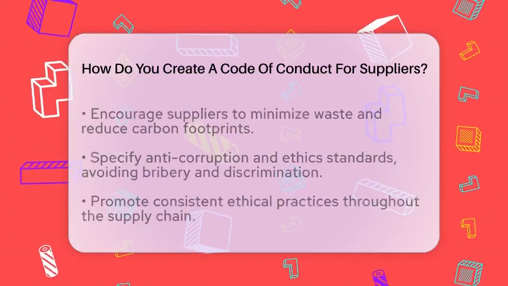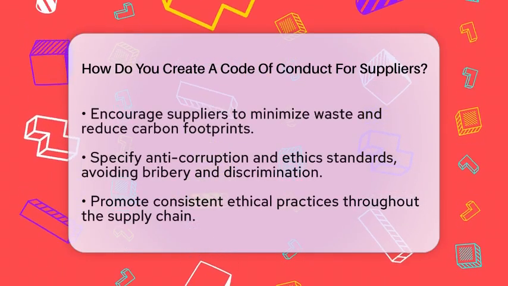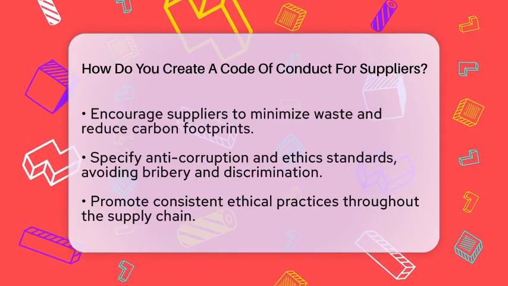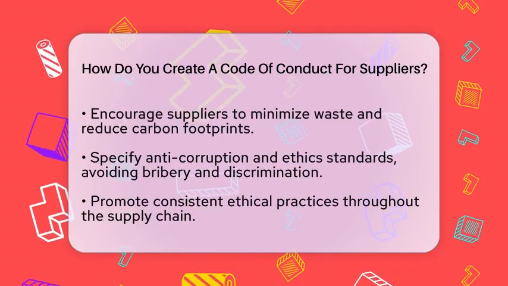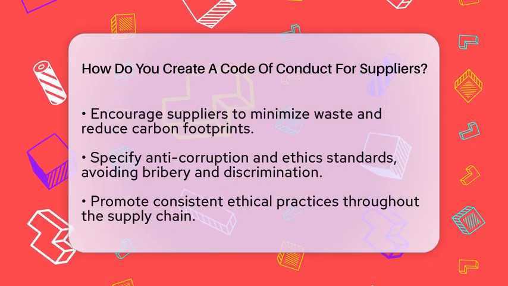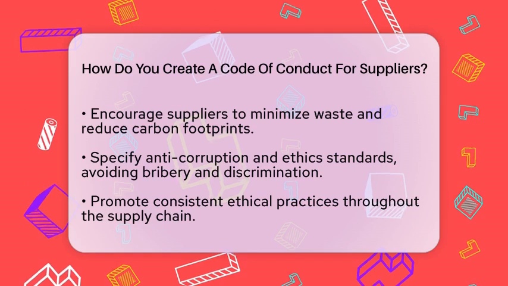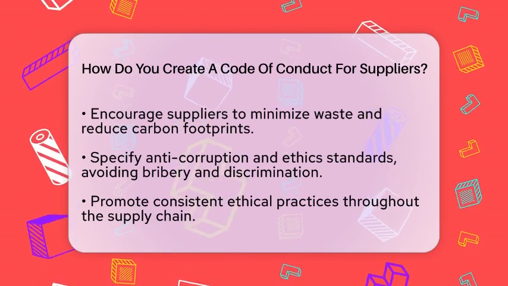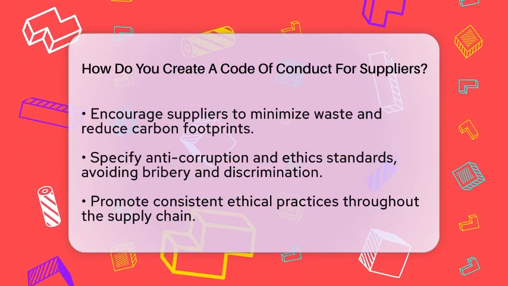You should also address anti-corruption and ethics. Specify that suppliers must operate ethically, avoiding bribery and discrimination. This helps maintain a fair and just supply chain. When it comes to supply chain management, encourage suppliers to apply these standards throughout their own operations. This creates a consistent ethical framework across the board.